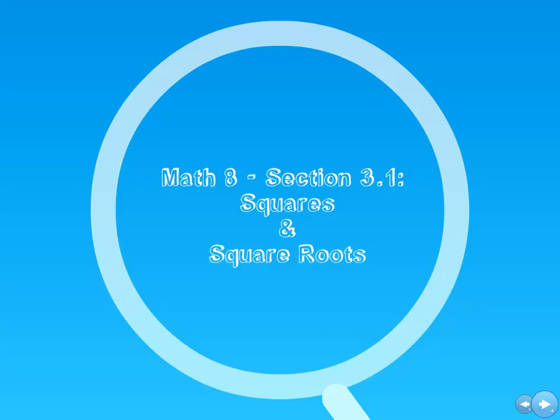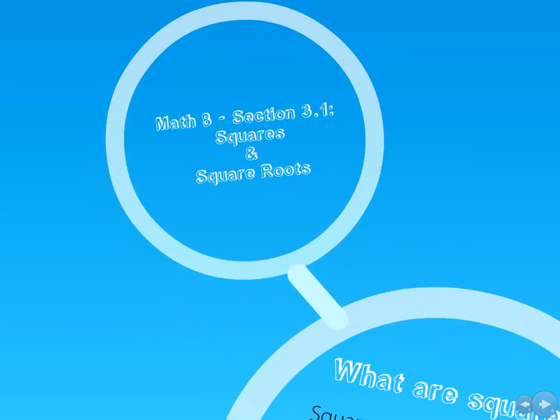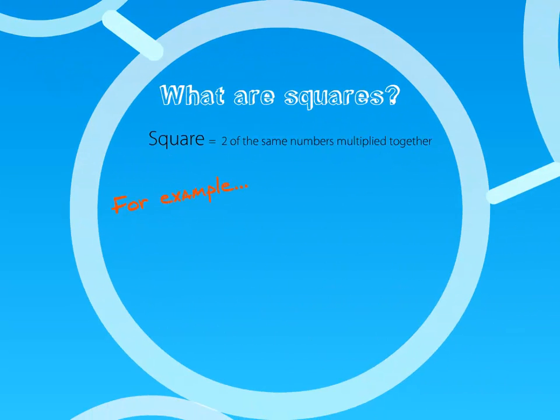Today we're going to be learning section 3.1, squares and square roots. So squares, what are they? Squares means two of the same numbers multiplied together. The keyword here: same. Let's consider this example.